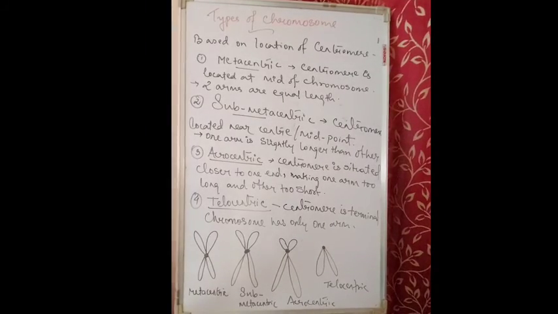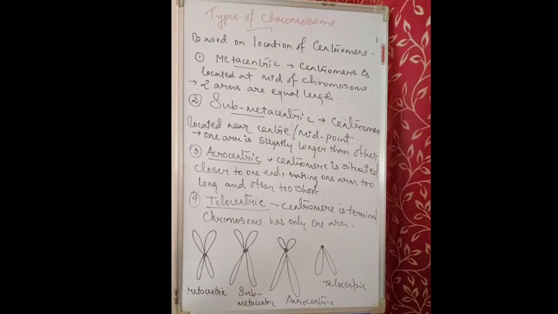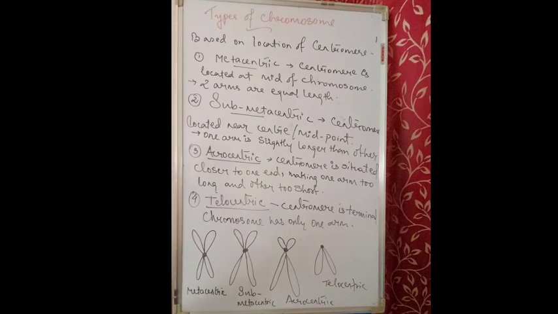Next, let's see the types of chromosomes. Based on the location or position of the centromere on the chromosome, there are 4 types of chromosomes. Remember, this is the important part, and it is easy also. Number 1 is metacentric. In metacentric, the centromere is located at the center point or mid of the chromosome, and the 2 arms are of equal length.